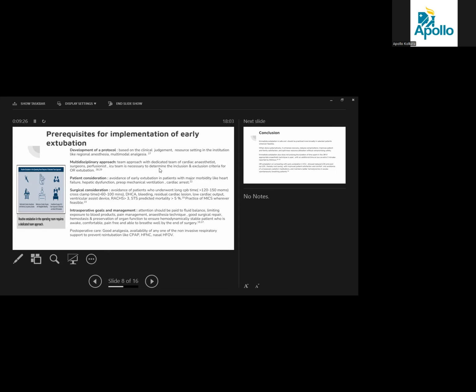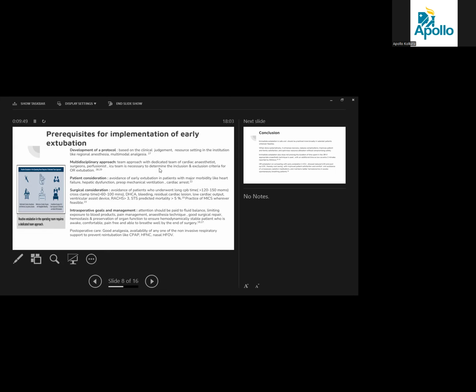And anesthesia technique, so good surgical repair, which can be assessed by routine intraoperative transesophageal echocardiography after the surgical repair, and hemostasis and preservation of organ function, to ensure a hemodynamically stable patient who's awake, comfortable, pain-free, and able to breathe well by the end of the surgery.